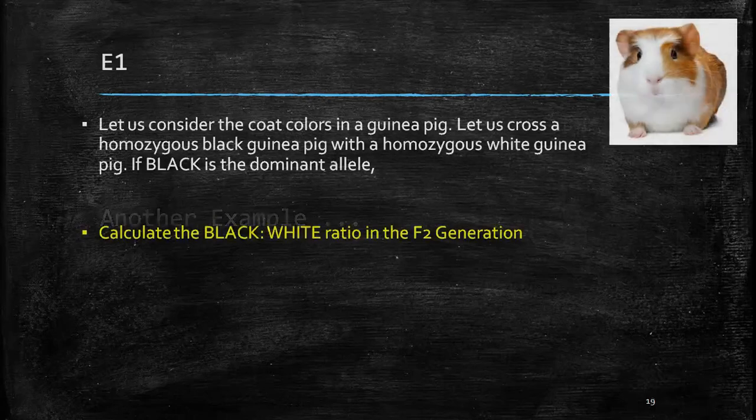There is a technical way of identifying the genotype or phenotype compositions from one generation to the other. Before we discuss it, let's see whether you can answer the following question. Let us consider the coat colors in a guinea pig. Now, some of you may wonder what is a guinea pig. It is a tailless South American rodent of the cavy family. Now again the question. Let us cross a homozygous black guinea pig with a homozygous white guinea pig. If black is the dominant allele, calculate the black to white ratio in the F2 generation.